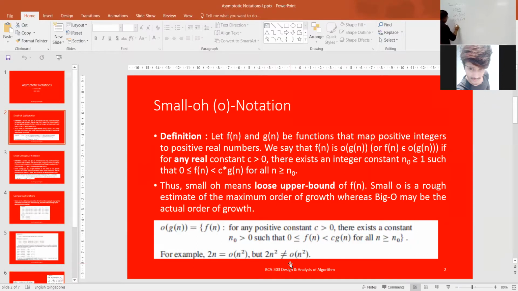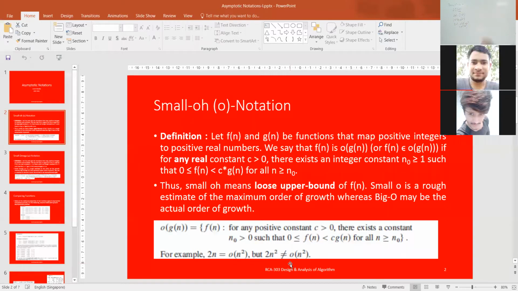We can say that 2n is equal to small o of n square, or n square log n, or n to power cube. So loose upper bound means any value which is greater than the equivalent big O. Is this clear? Yes, sir. Whenever there is a polynomial equation, we take the highest order.